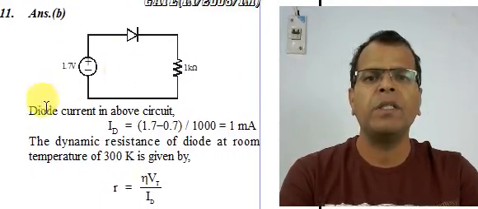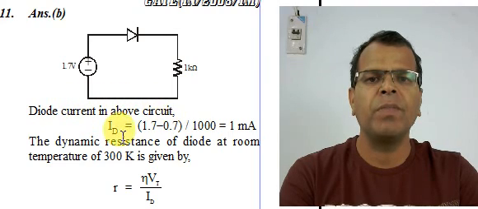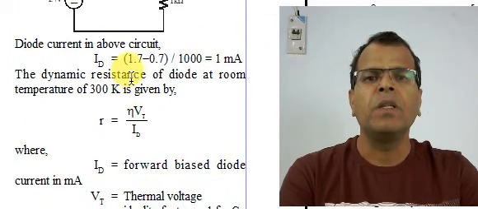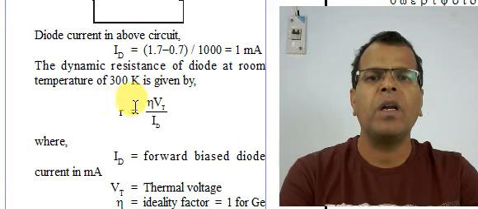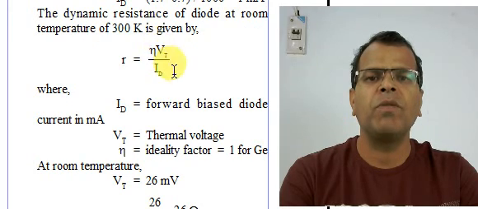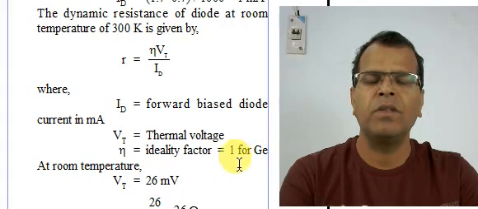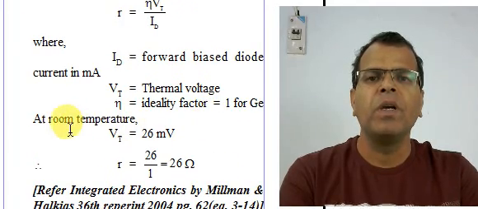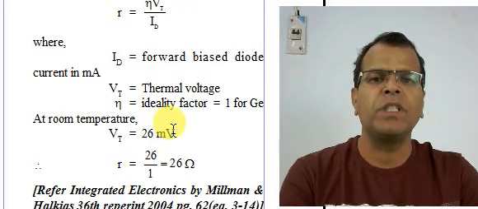So the forward bias current of the diode is given by Id equal to 1.7 volt minus the drop across the diode, divided by this resistance, so this gives you 1 milliampere. The dynamic resistance of the diode Rd is equal to eta Vt by Id. At room temperature Vt is the thermal voltage, and eta, the ideality factor, is given to you equal to 1 for germanium. So at room temperature Vt is 26 millivolt.